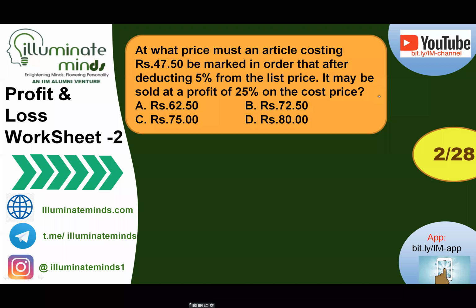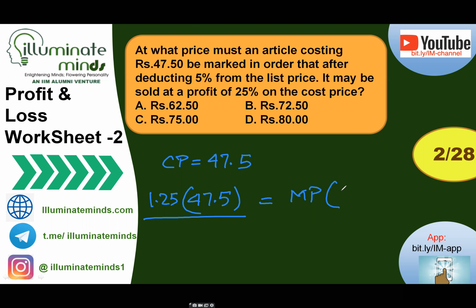Question number 2 says, at what price must an article costing rupees 47.5 be marked so that after deducting 5% from the list price, it may result into a profit of 25%? The cost price is 47.5. I need a profit of 25%, so I will multiply cost price with 1.25, and this is equal to the selling price. On the other hand, this is the mark price on which I have given a discount of 5%, so I will multiply it with 0.95. This will give me the mark price, the final answer.